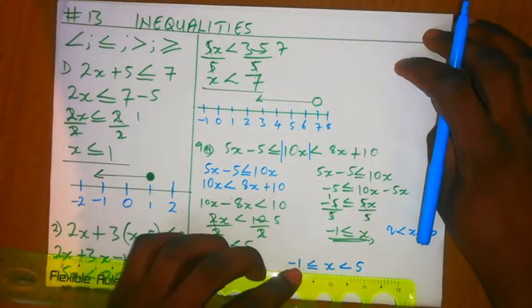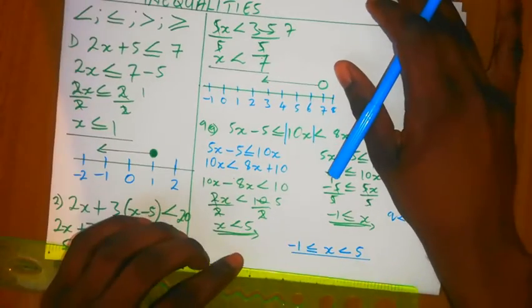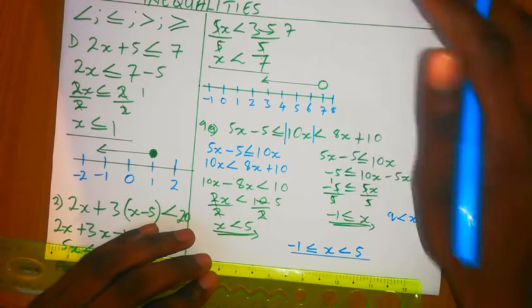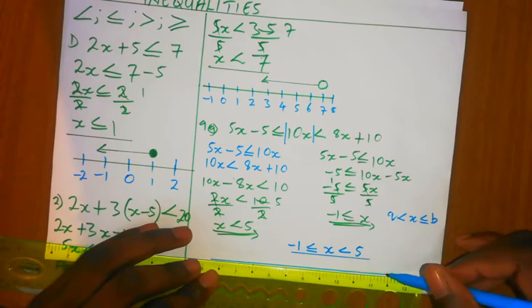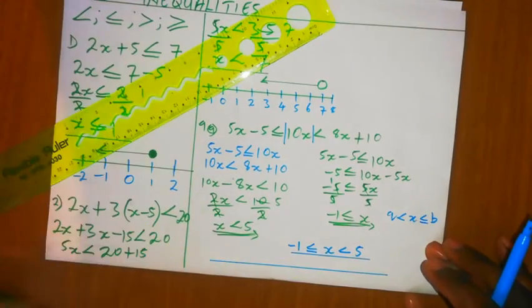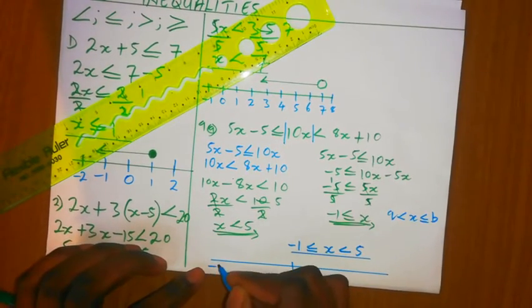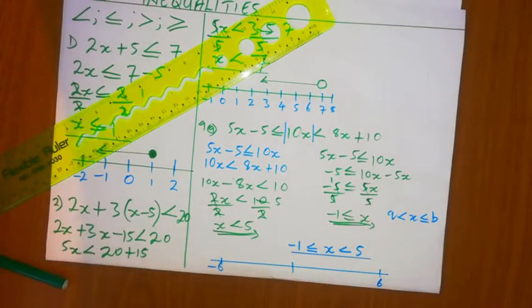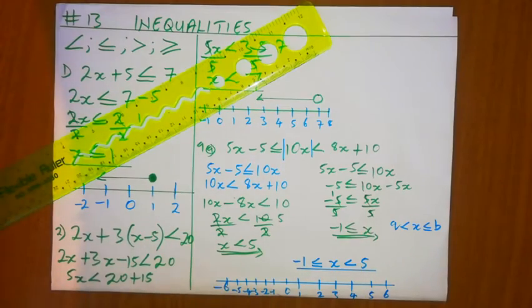Now, if the question requires you to illustrate your solution on a number line, in this case, our November 2009 paper 1 had given us a number line where we're supposed to put our illustration. The number line starts from negative 6 up to positive 6. So there is our number line.